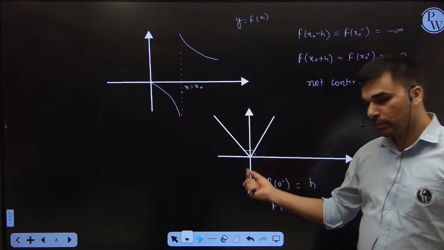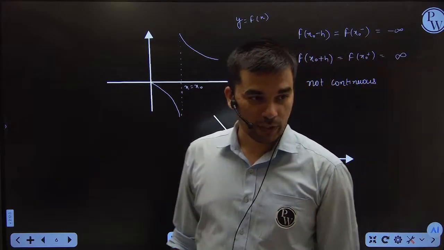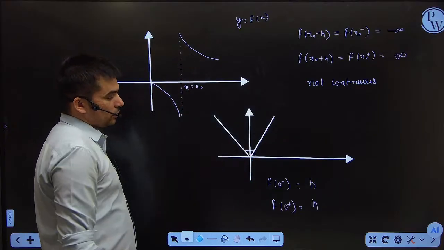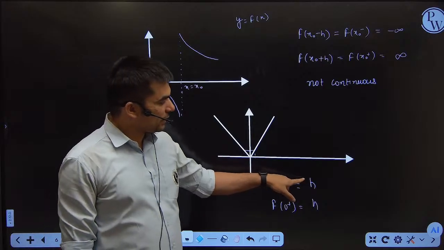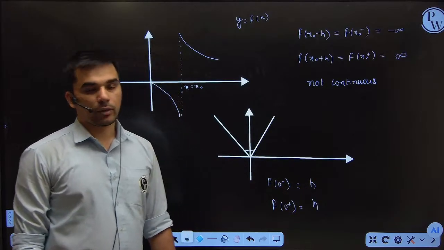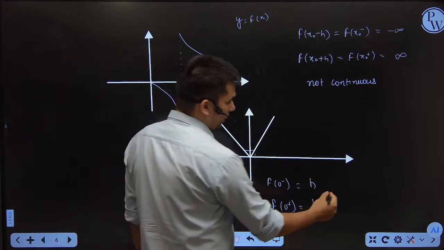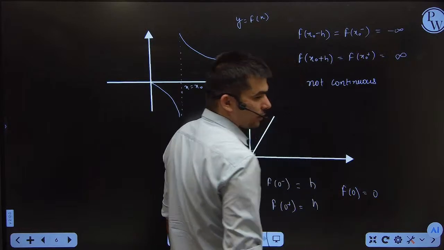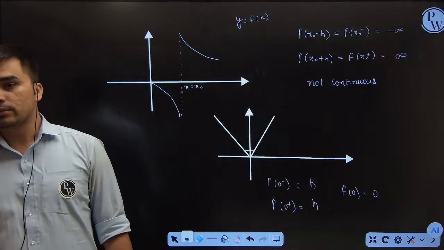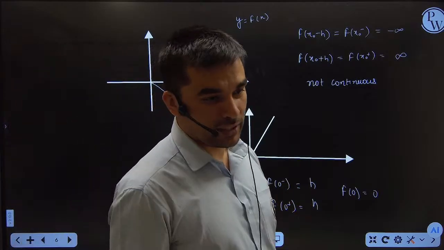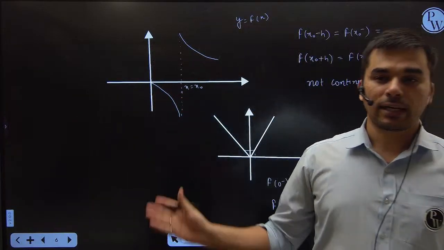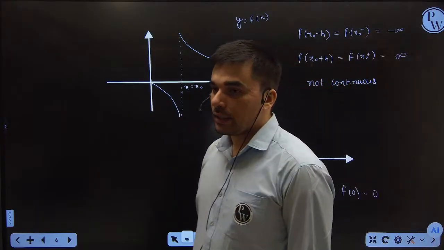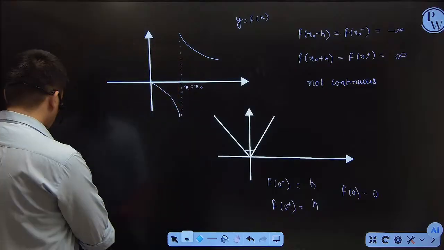Sharp edge does not mean that it is non-continuous, okay? There's a sharp edge over here. Though you are able to see that the left hand limit and right hand limit are coming out to be h, and we are getting the value of f of 0 to be equal to 0, right? But actually this h itself is so small that you will be considering it as 0 only. So by that logic, I can say that all three are getting satisfied and this graph is a continuous graph, okay? Is that clear? Fine.